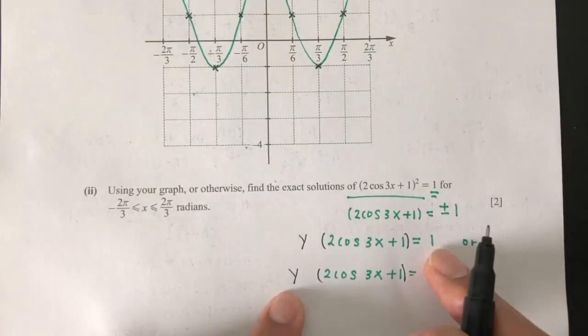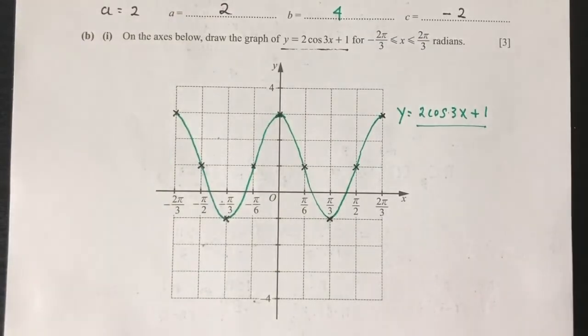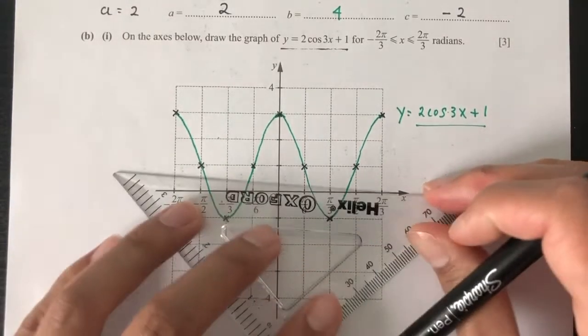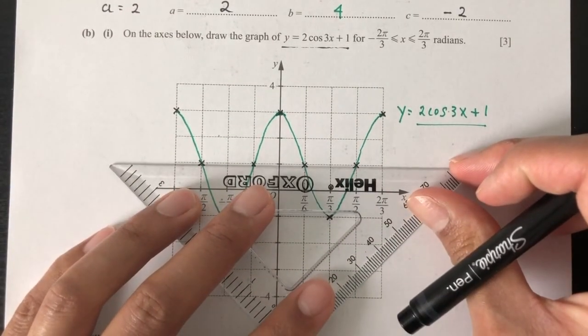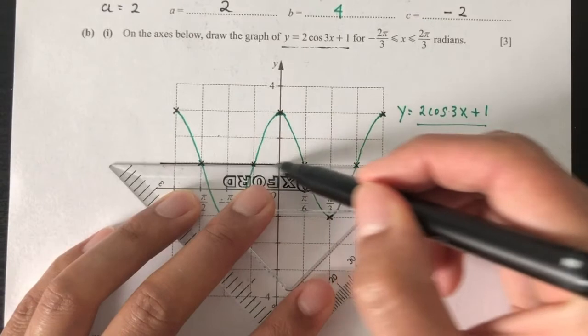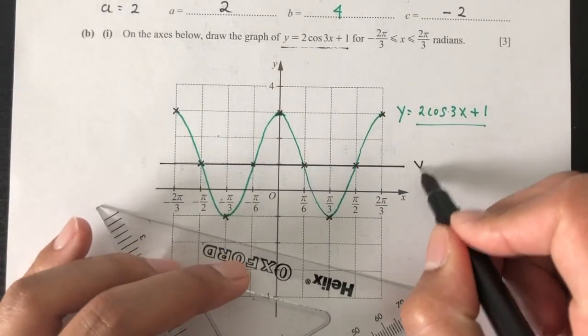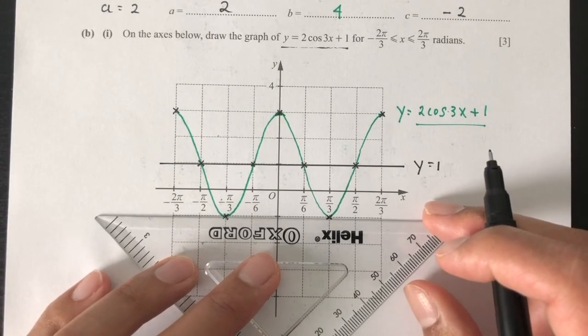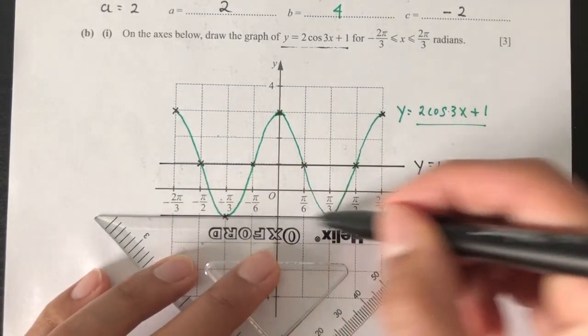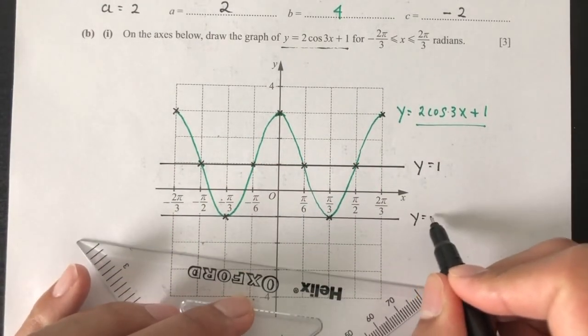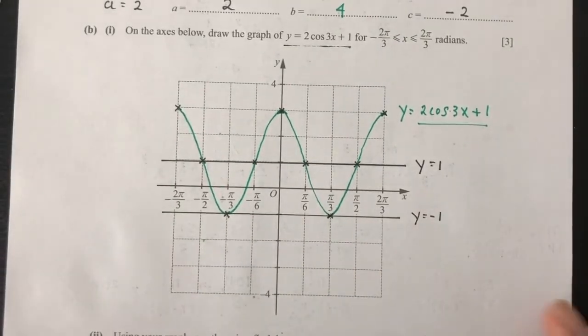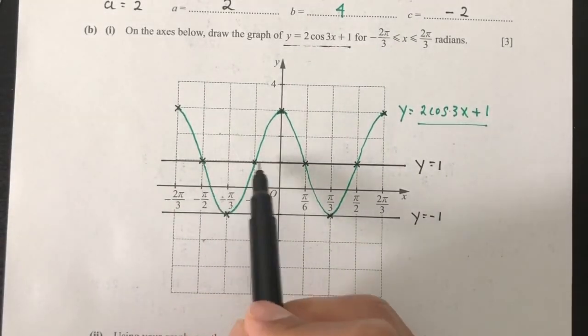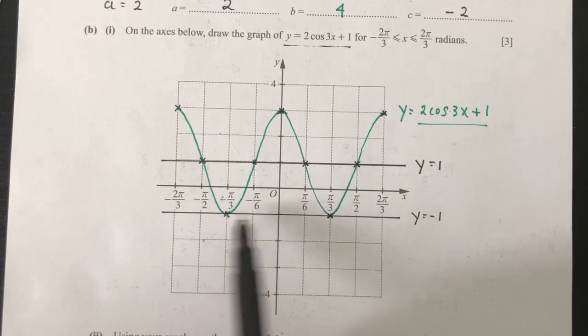So let's draw this line on the curve and see what are the possible solutions. So now for the first value of y equal to 1, it will be right here, this one, and for the other one it will be this one, right, y equal to minus 1. So the possible solutions will be, for the first one, this, this, this, this, and this.